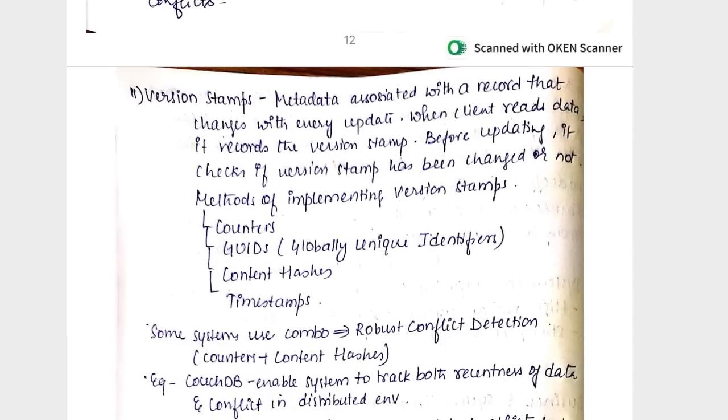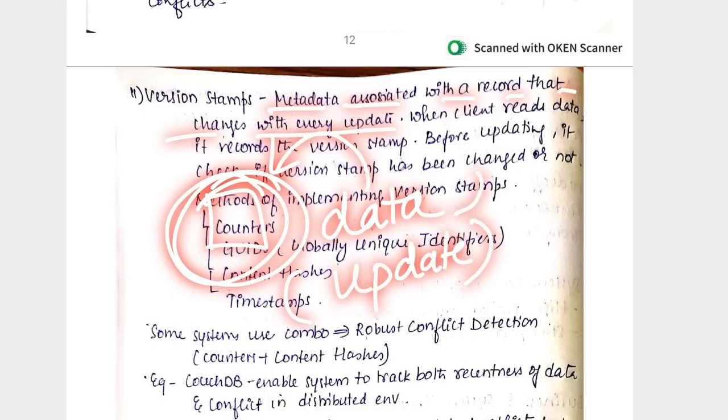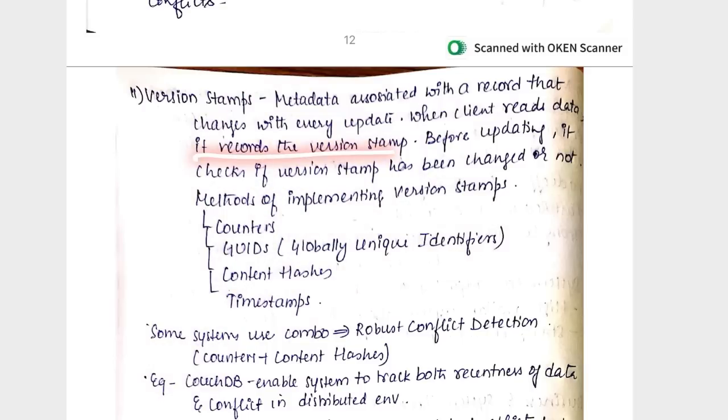Next we have version stamps. Version stamps are metadata associated with a record that changes with every update. So this will keep track of the data. Along with every update, this version stamp or metadata would also vary. When the client reads the data, it records the version stamp. Before updating, it will check if the version stamp has changed or not. By checking, we ensure that the update is made only if the data is current, right?